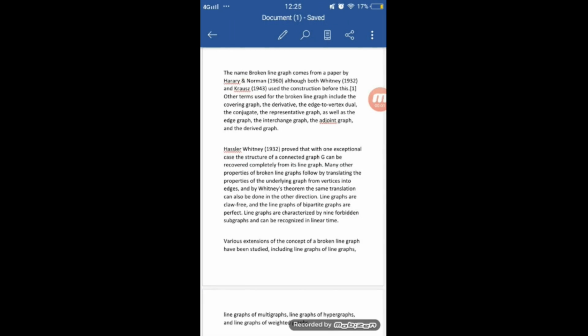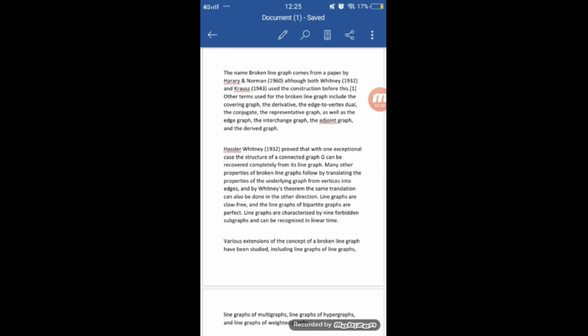The name Broken Line Graph comes from a paper by Harari and Norman. Although both Whitney and Krauss used the construction before this, other terms used for the broken line graph include the covariant graph, the derivative, the edge-to-vertex dual, the conjugate, the representative graph, as well as the edge graph, the interchange graph, the adjoint graph, and the derived graph.